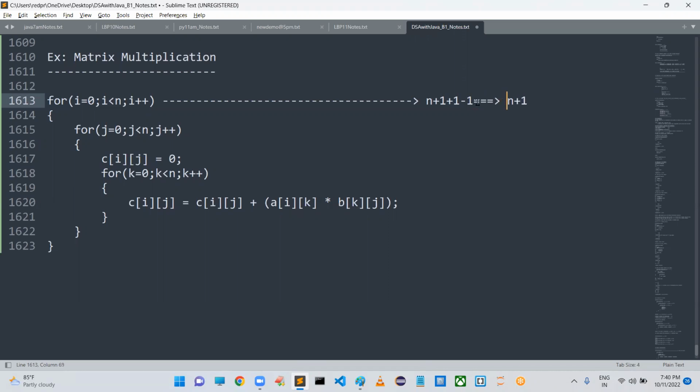Right. Then what about this line? Sir, it is also going to execute n plus 1. But how many times is the outer for loop executing? Those many times the inner for loop will execute, only for true, not for false. So it will become n into n plus 1, which will become, sir, n square plus n, right?